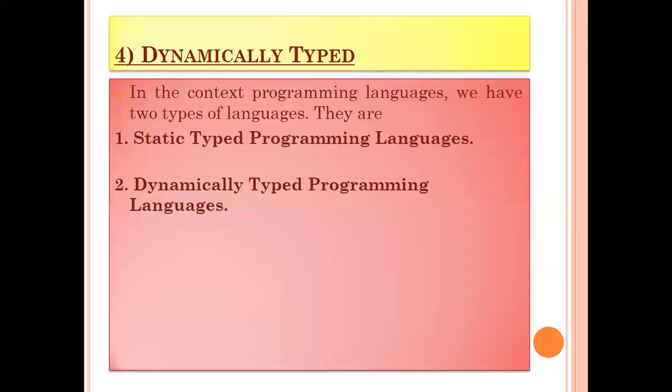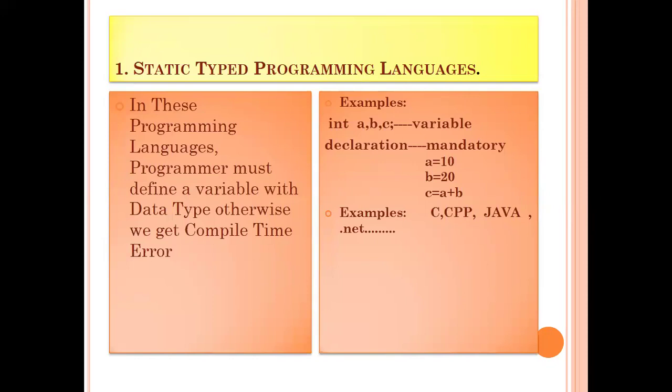Let's go ahead now. Python is a dynamically typed programming language. We know that we have two types of programming languages: one is static typed and the second is dynamically typed. Now, when we talk about static typed programming languages, what does that mean? Java is a static typed programming language in which we need to define a variable all the time.